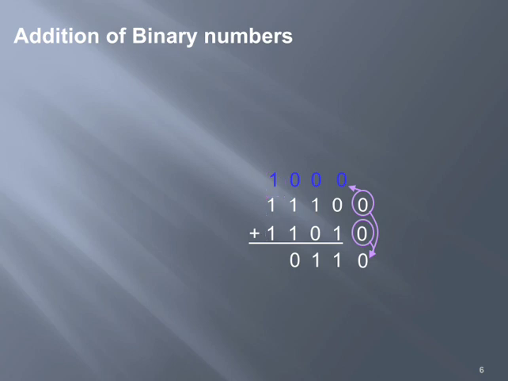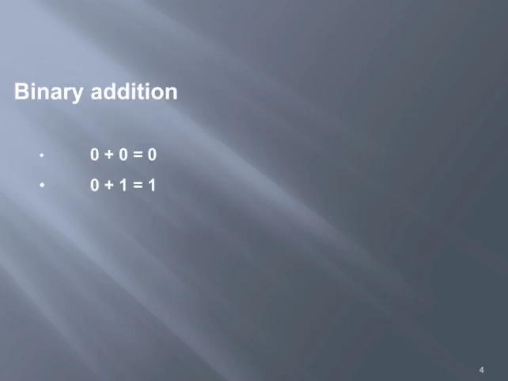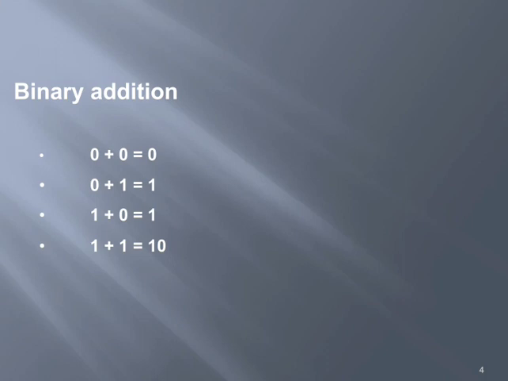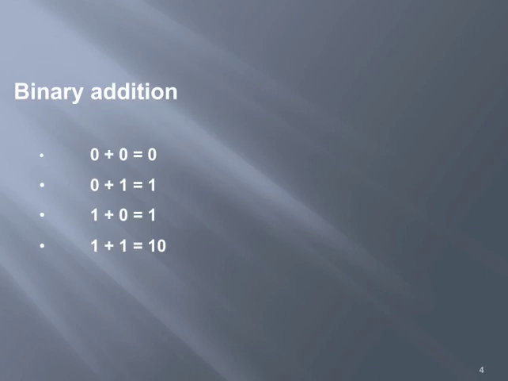I repeat once again, for the addition of two binary numbers, these are the four rules you need to follow. First, 0 plus 0 will be sum 0 and carry 0, and 0 plus 1 will be sum 1 and carry 0, and 1 plus 0 will be sum 1 and carry 0, and 1 plus 1 will be sum 0 and carry 1. So these are the four rules you need to adopt while doing any addition of two binary numbers.